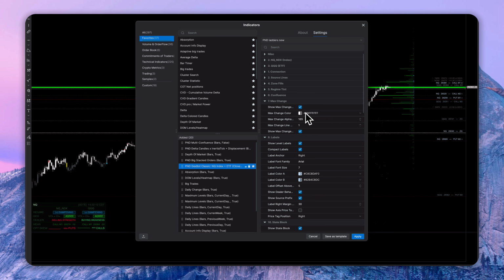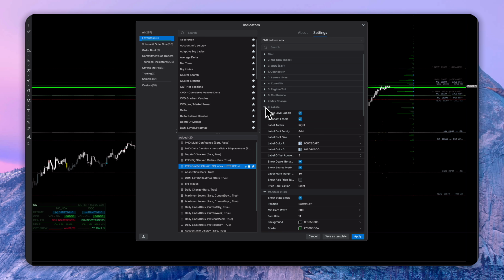The max change, you can turn that on and off if you don't want to see the max change. So there you go. Labels, you can show the labels and move them around. I know there was feedback with the last indicator where the labels were in the middle of the line, so it was hard to read. We've adjusted that and put them on top of the line so it's easier.